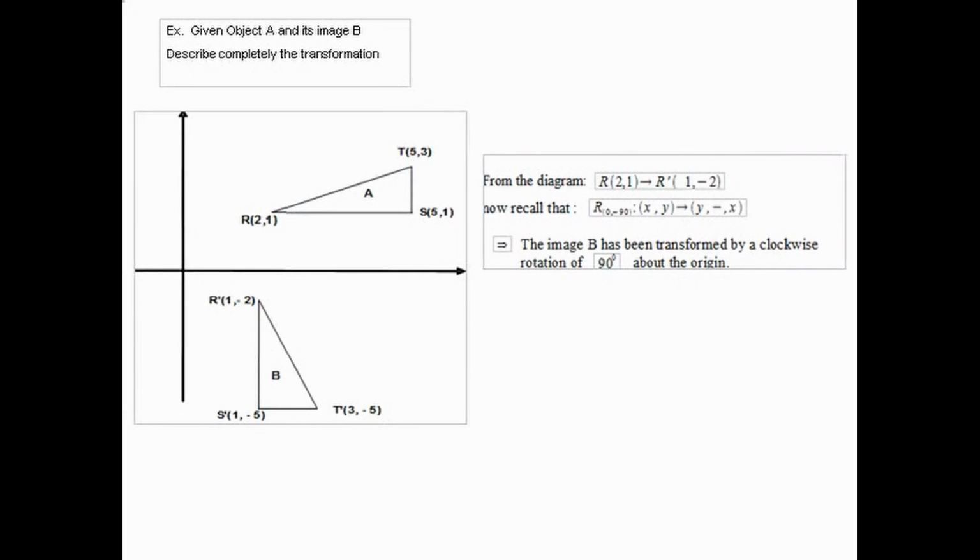degrees about the origin. So this just gives us an idea of the things we should be looking for when we see an object and its image, so we could get clues or insights into the type of transformation that has occurred. So for this transformation, the object has been transformed by a clockwise rotation of 90 degrees about the origin.